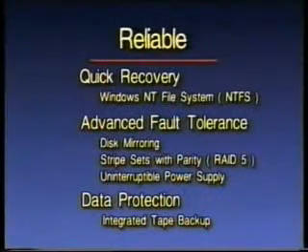Finally, Windows NT Advanced Server includes a number of fault tolerance features to further improve its reliability. The NTFS file system offers quick recovery in the event of a power failure without the need to run check disk. Also, Windows NT Advanced Server includes some data protection features such as disk mirroring, disk duplexing, striping with parity or RAID 5, integrated support for uninterruptible power supplies, and a backup program.